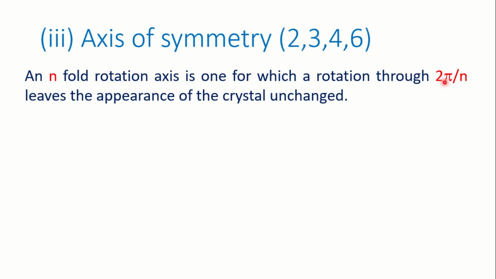So 2 pi by 2 is 180 degrees. So you have to rotate the crystal by 180 degrees. For a 3-fold axis of symmetry, you have to rotate by 120 degrees. For 4-fold, 90 degrees. For 6-fold, 60 degrees.